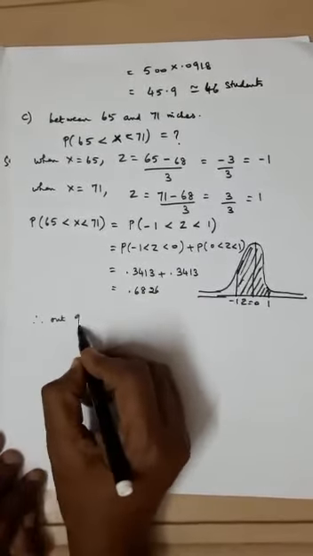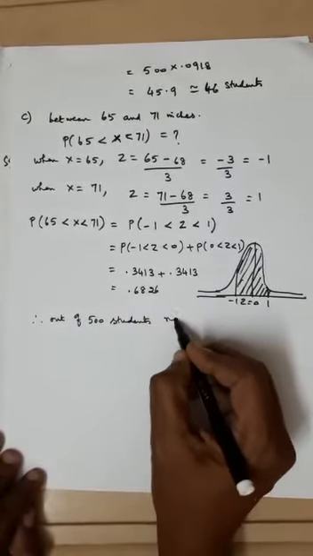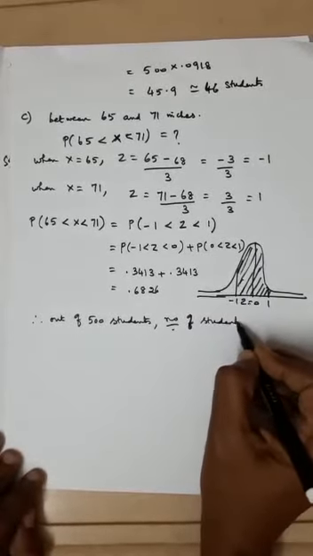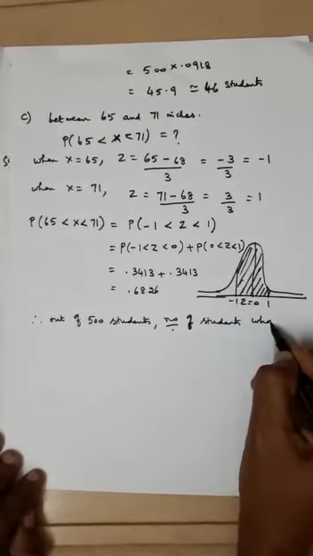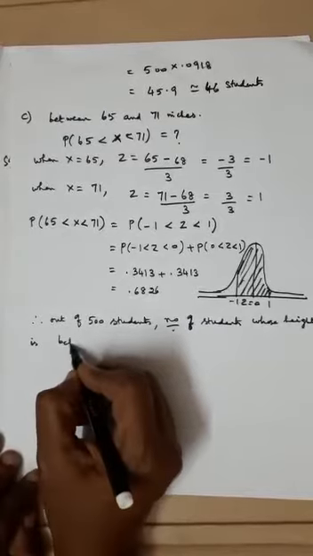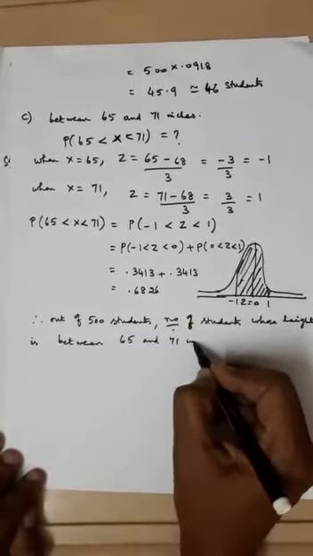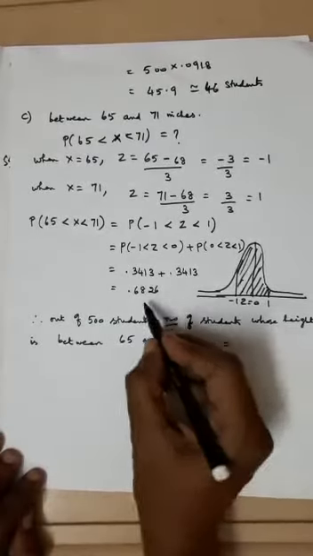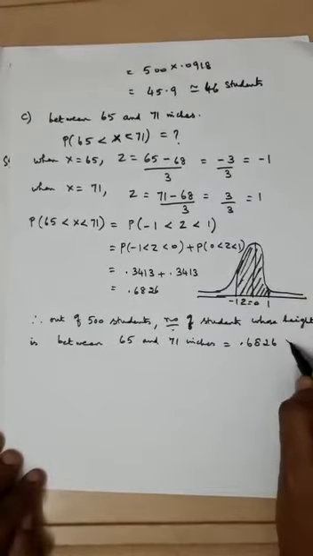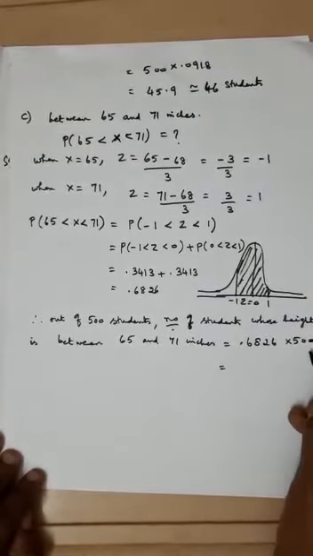Therefore, out of 500 students, the number of students whose height is between 65 and 71 inches is equal to, so for one student it is 0.6826. So it is 0.6826 into 500. Is it okay? So this is equal to, multiply with 5 and then add 2 zeros.